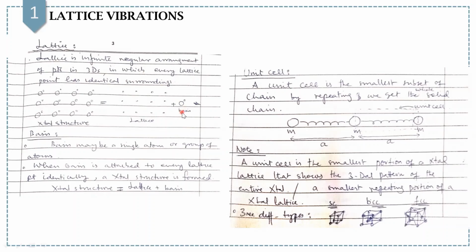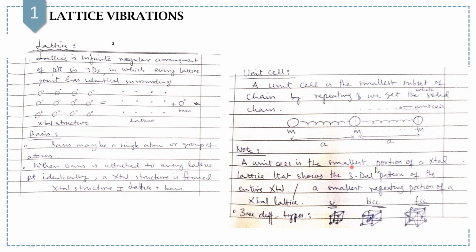Please remember, bases may be a single atom or group of atoms. And when we attach bases to every lattice point identically, then we get a crystal structure. So now we can easily remember the definition of crystal structure, which is nothing but crystal structure equals lattice plus bases. Now, what is a unit cell?